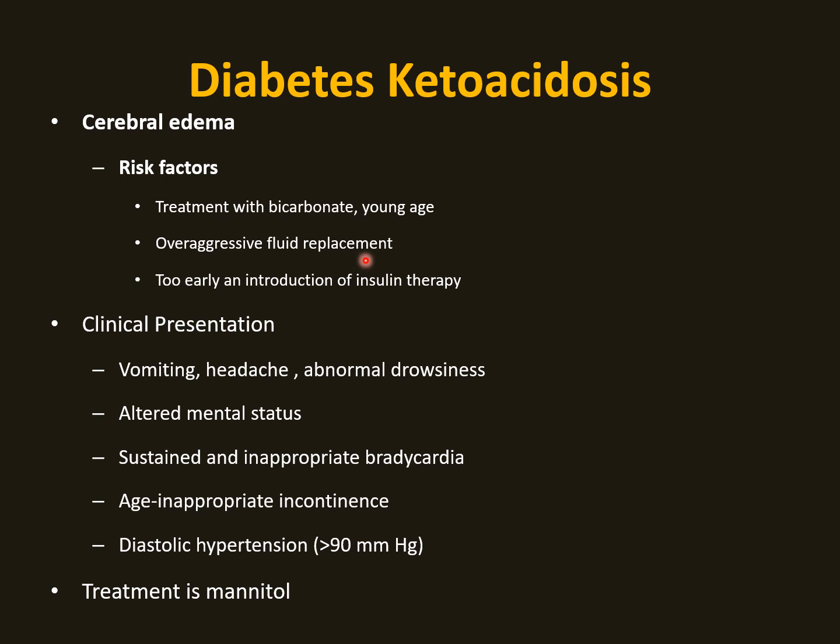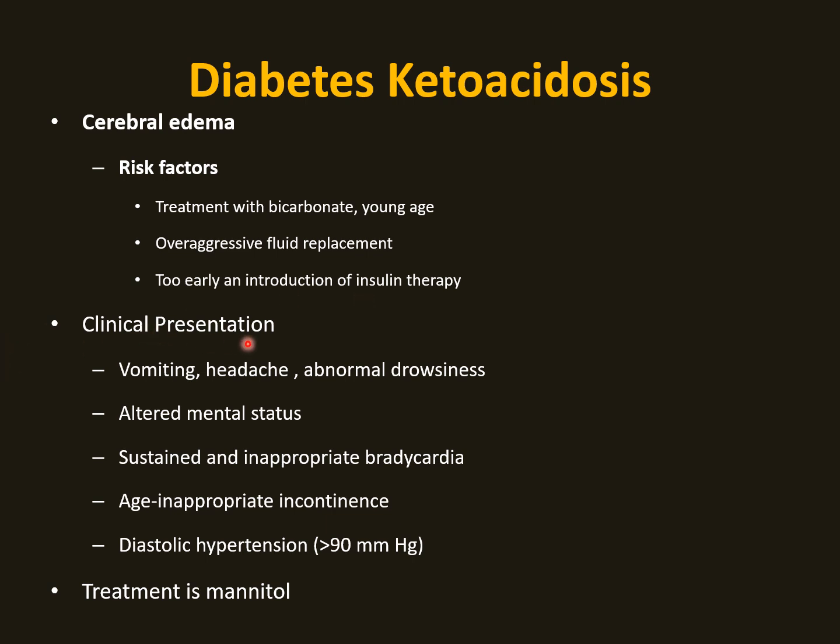Another risk factor is over-aggressive fluid replacement. That's why we start the bolus with 10 cc per kilo of normal saline over 1 hour, not 20 cc over 30 minutes, for example. So you should do the bolus slowly with 10 cc, not 20 cc. In the first hour, just normal saline, 10 cc per kilo over 1 hour. Then too early introduction of insulin is also a risk factor for cerebral edema. That's why we start the IV insulin in the second hour after the IV bolus hydration.